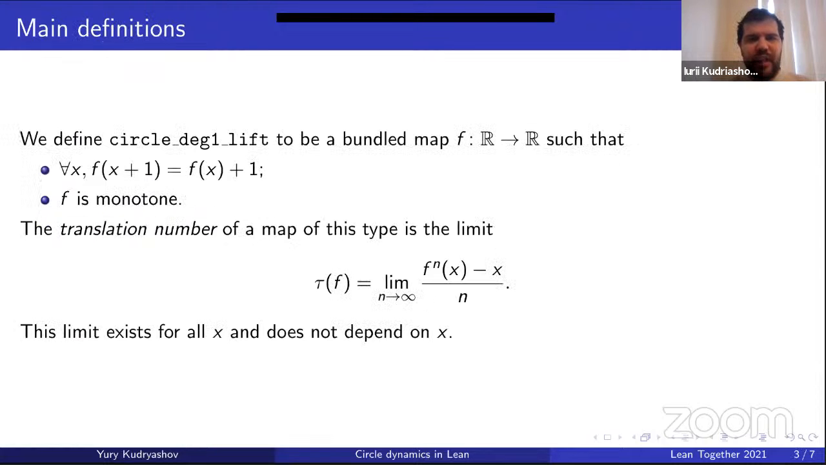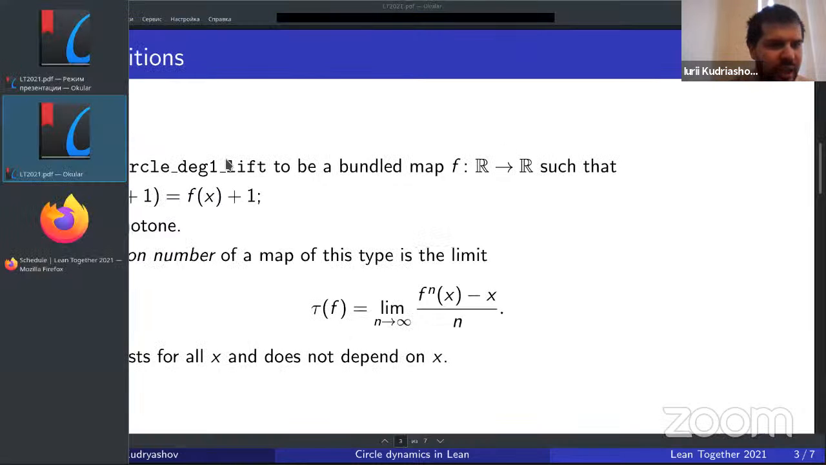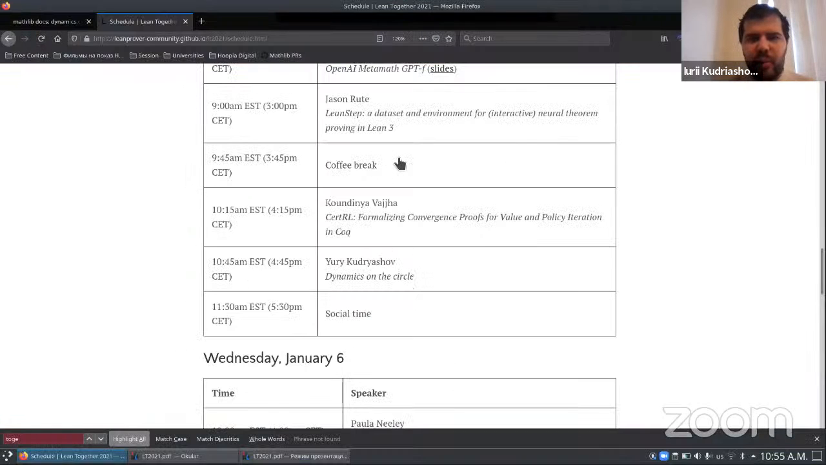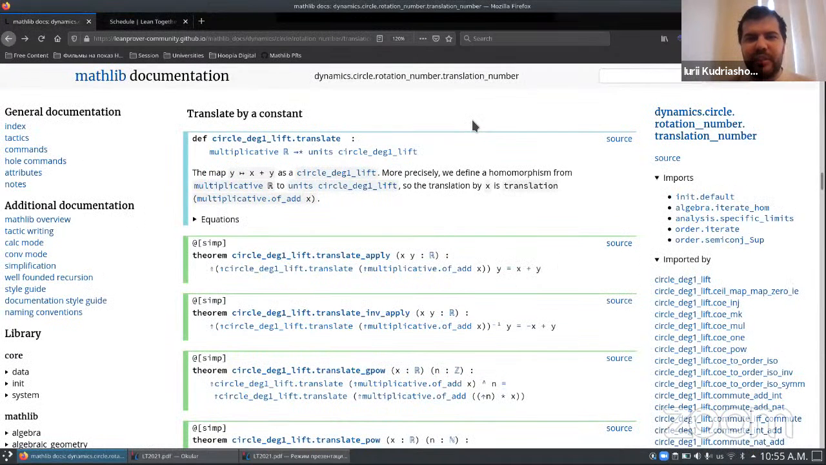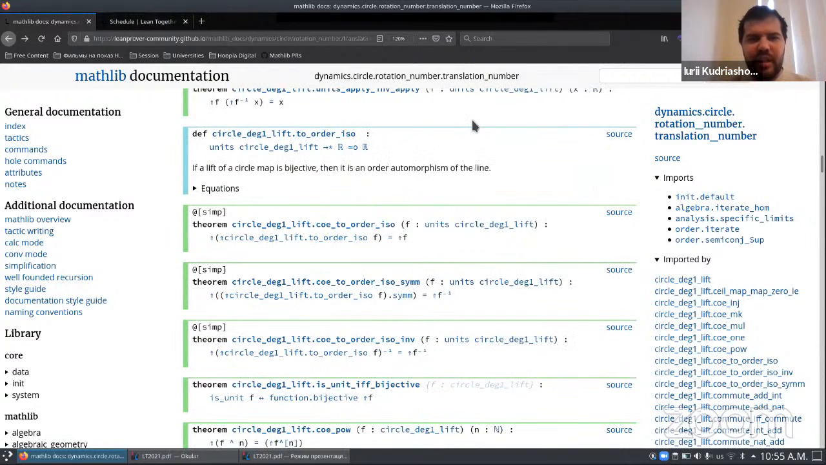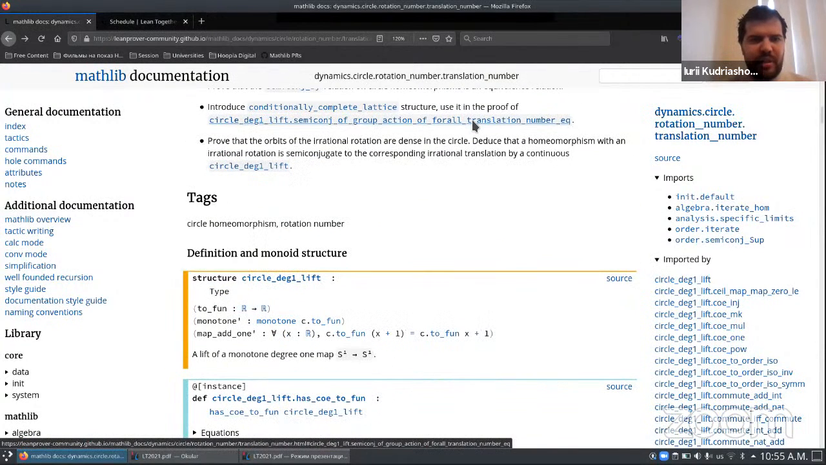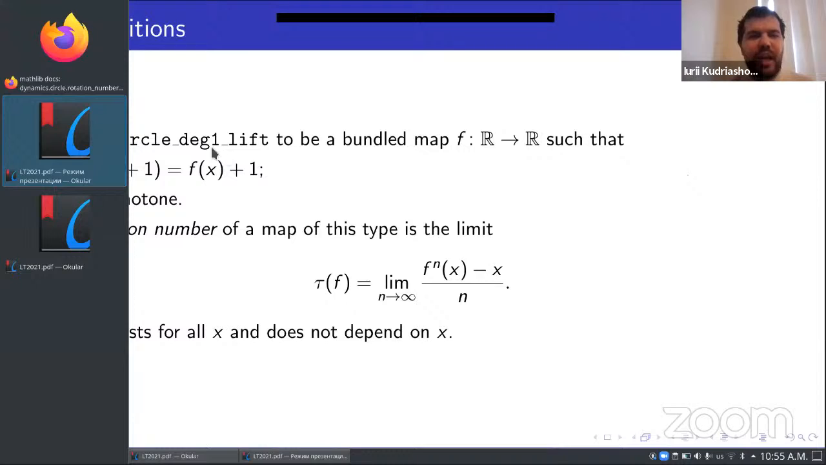Okay, what I'm talking about is mostly contained in this one file, dynamics circle rotation number, translation number. And let me go back to slides.